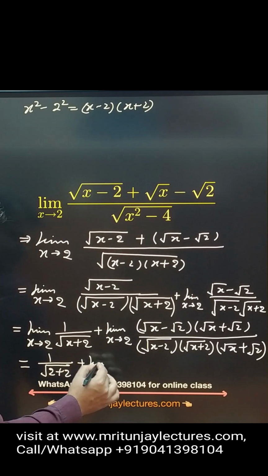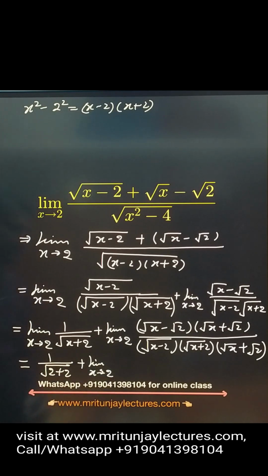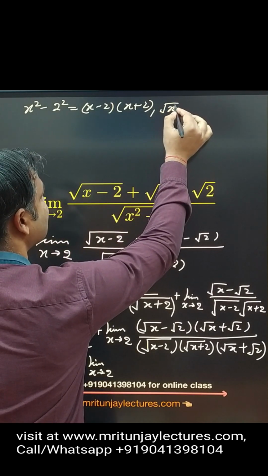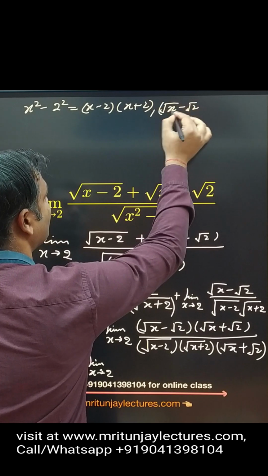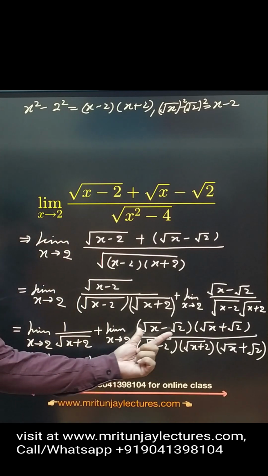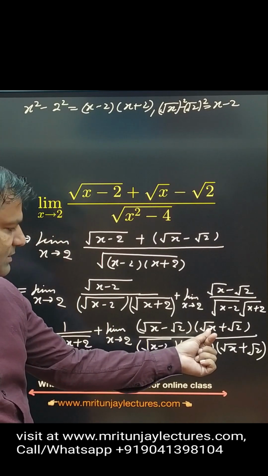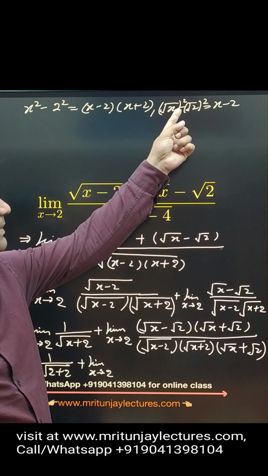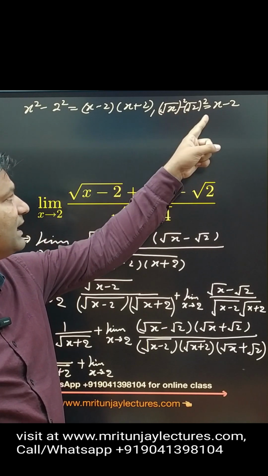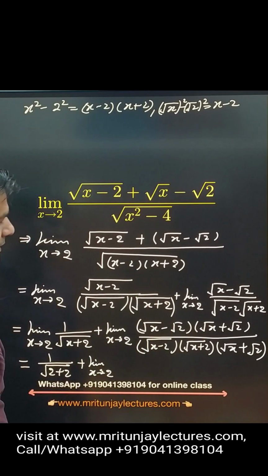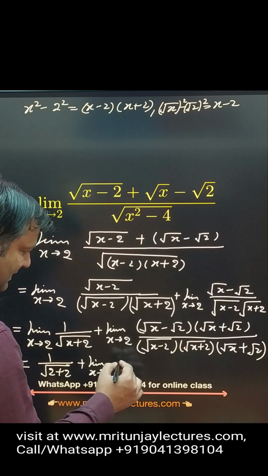But what about that value? Limit x tends to 2. Here I know that under root x minus under root 2, whole square, this will be equal to x minus 2. Root x minus root 2 into under root x plus root 2 is how much? Under root x square minus under root 2 square, that is x minus 2. So basically that is x minus 2. Clear or not?